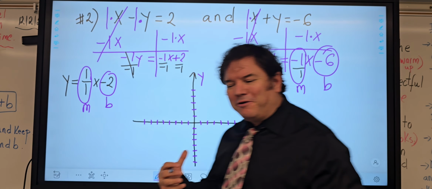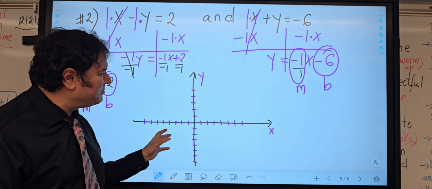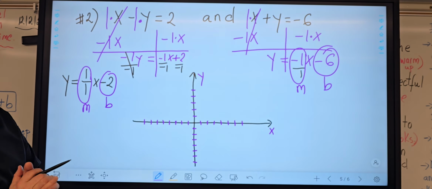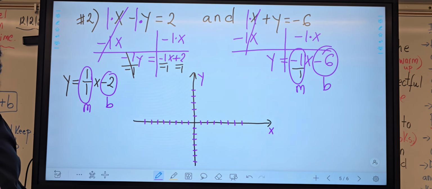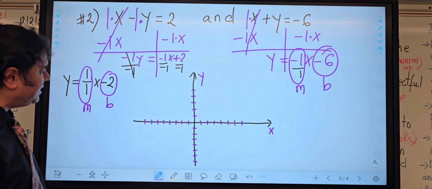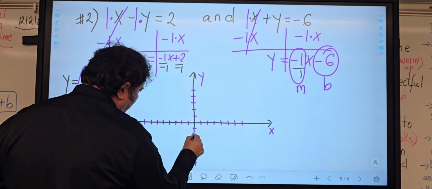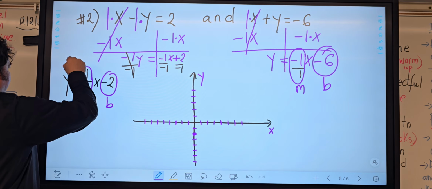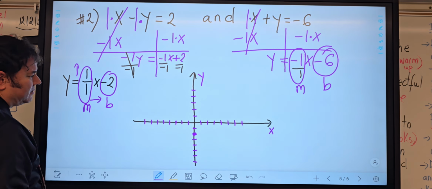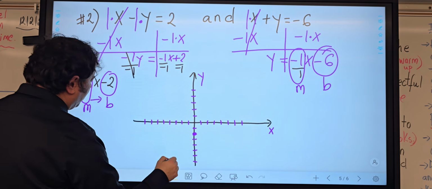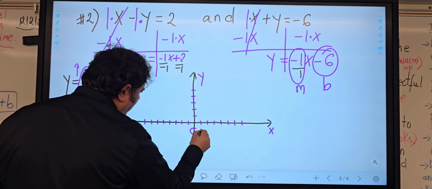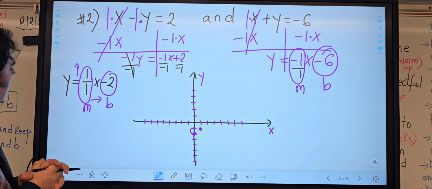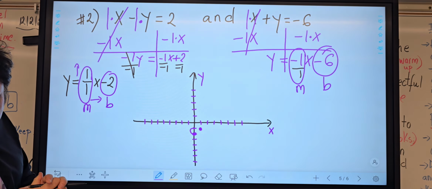And now let's graph both equations on the same graph, right? On the same coordinate plane. By graphing b first, because b stands for beginning, right? So let's do that. The first one we have negative 2 for b, so we go 2 units down. So 1, 2. And then we go 1 unit up and 1 unit to the right, okay? Because 1 over 1 is positive. So 1 up and 1 to the right, and we get the second dot right there. And let's connect those dots.